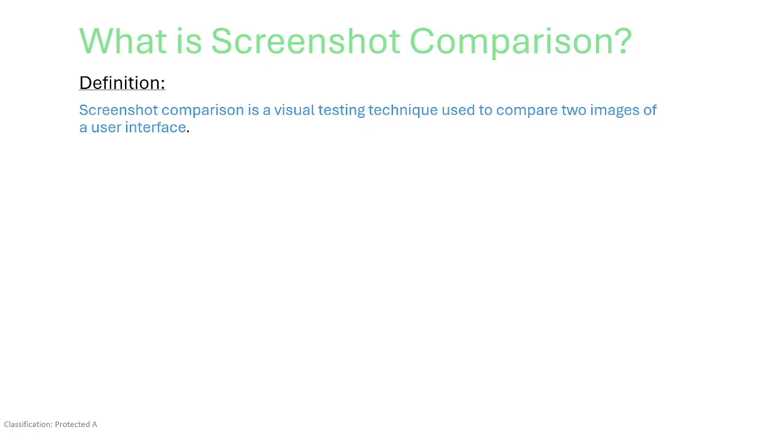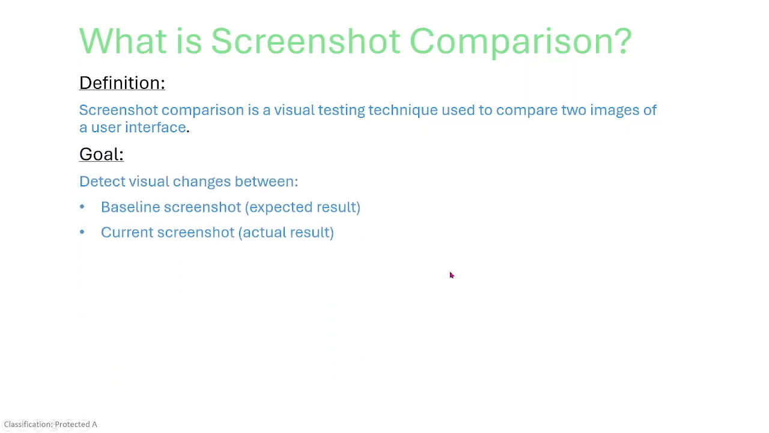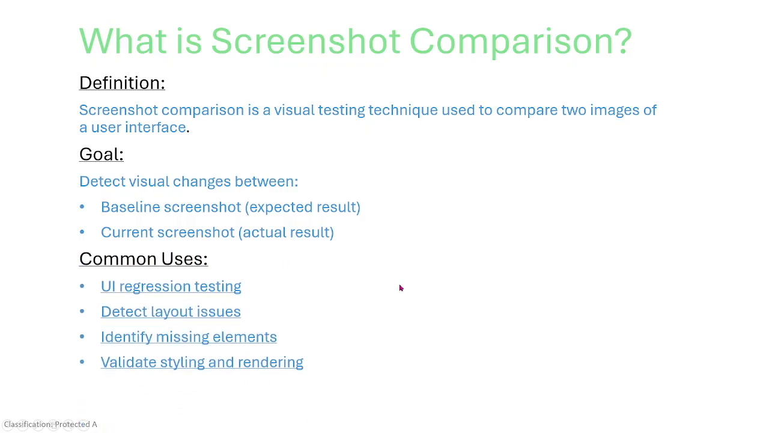Definition: screenshot comparison is a visual testing technique used to compare two images of a user interface. Goal: detect visual changes between baseline screenshot and current screenshot. Common uses: UI regression testing, detect layout issues, identify missing elements, validate style and rendering.